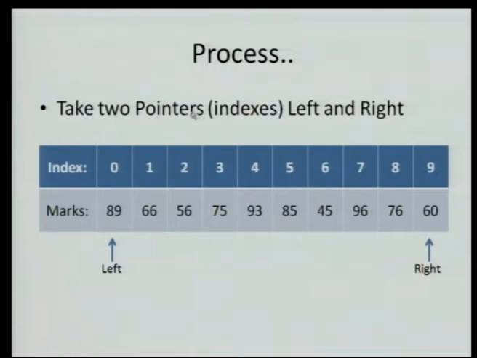So let's take two pointers. They are actually indexes, so left and right will be integer values in this particular case. Their names are left and right, as we have said. Left is pointing to the leftmost element in the beginning, and right is pointing to the rightmost element in the beginning. So what is our objective?